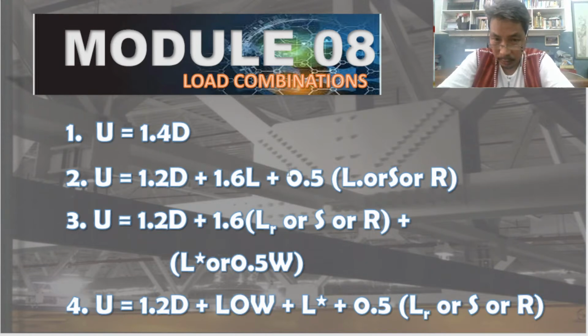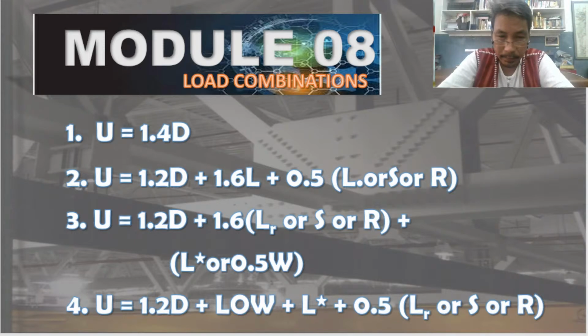So what is the factor? 0.5. Take note, we do not need to use S. When you memorize, just remove the S because it is for snow. In our country, there's no snow. There are instances of hail, but hail is not snow. Hail is considered rainfall.